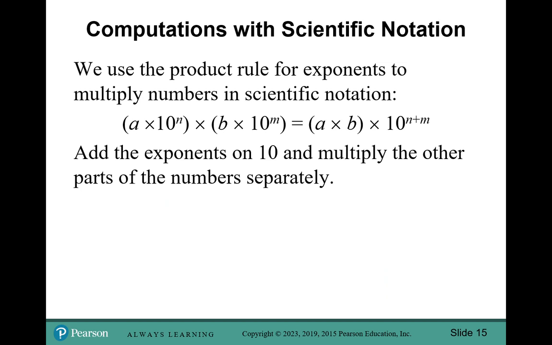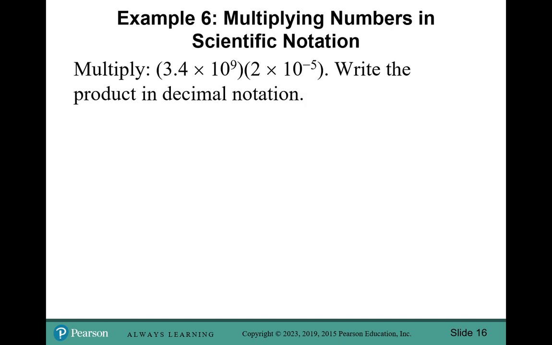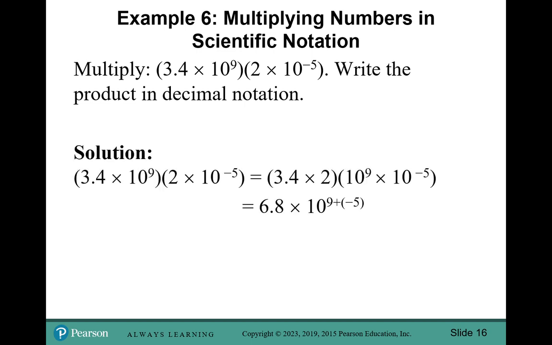Computations with scientific notation. We use the product rule for exponents to multiply numbers in scientific notation. So if I'm looking at a times 10 to the n times b times 10 to the m, I'm really looking at a times b times 10 to the n plus m. I add the exponents on the 10 and multiply the other parts of the number separately. So let's look at this example here. Multiply 3.4 times 10 to the 9th times 2 times 10 to the negative 5 and write the product in decimal notation. Okay.